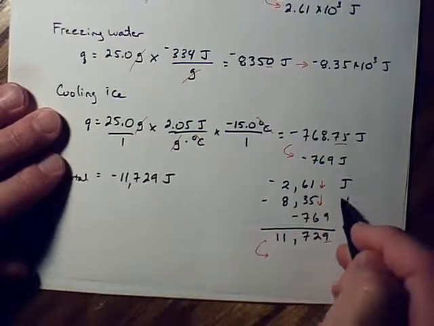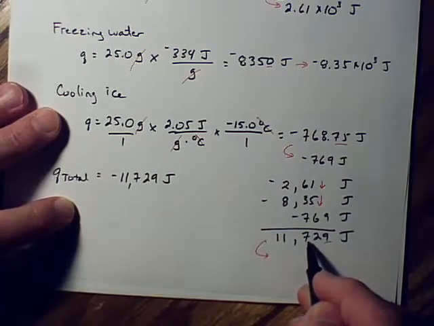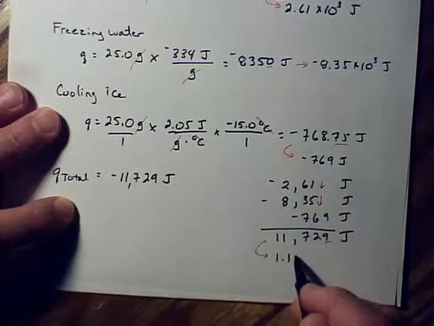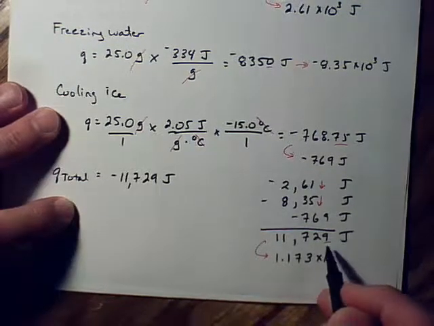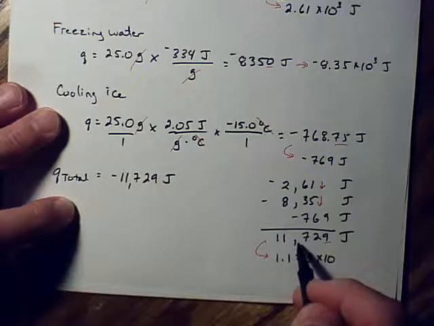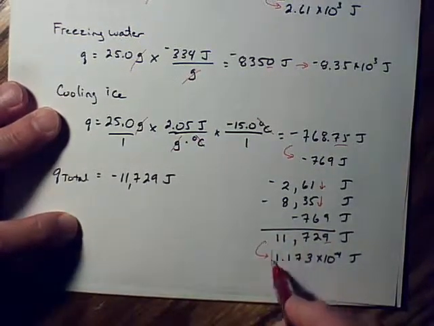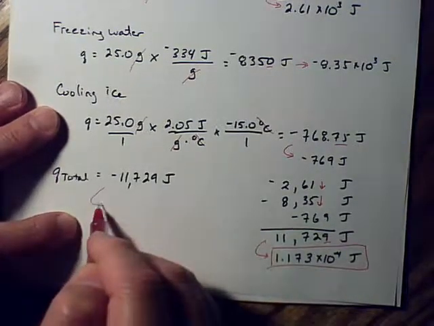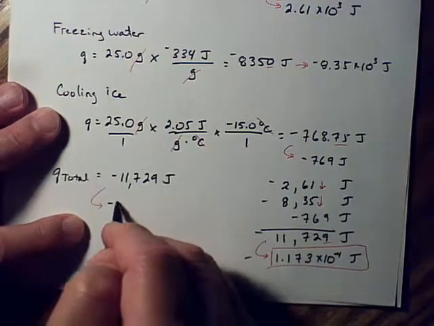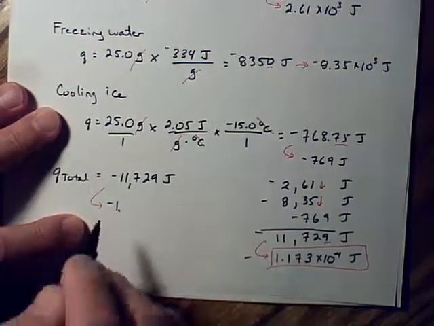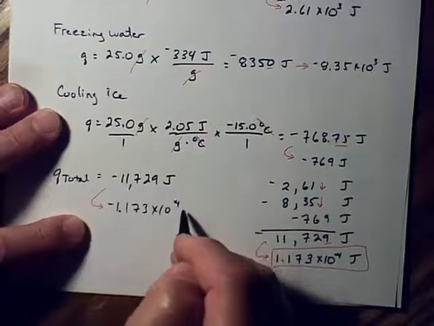Okay, so this is joules, and that's joules, and that's joules. So our final answer is in joules. Move our decimal place 1, 2, 3, 4 places, 1.173 times 10 to the 4th joules. We round off this number over here to show the right thing. That's a negative number, that's a negative number. So negative 1.173 times 10 to the 4th joules.